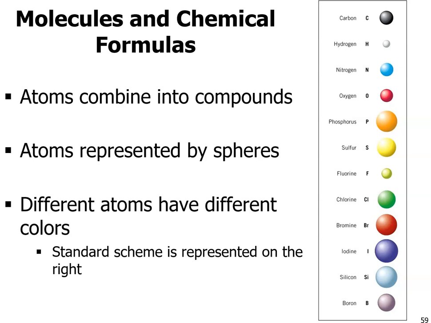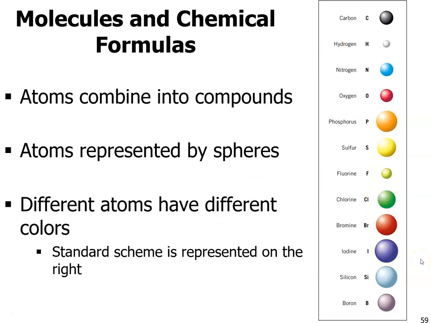Now that we have described and spoken about atoms and how they are different from one another, we're going to start talking about what happens when we start to combine these different atoms and create compounds. A lot of the times there are different ways to represent atoms, and typically they're represented by these little spheres that you can see over here on the right side.